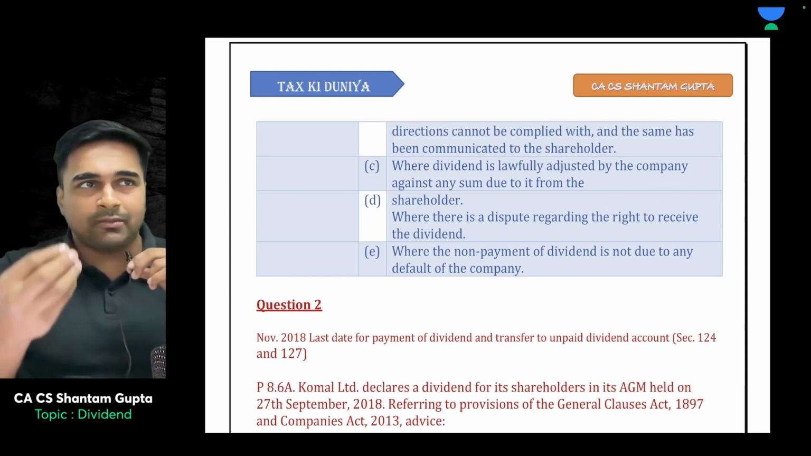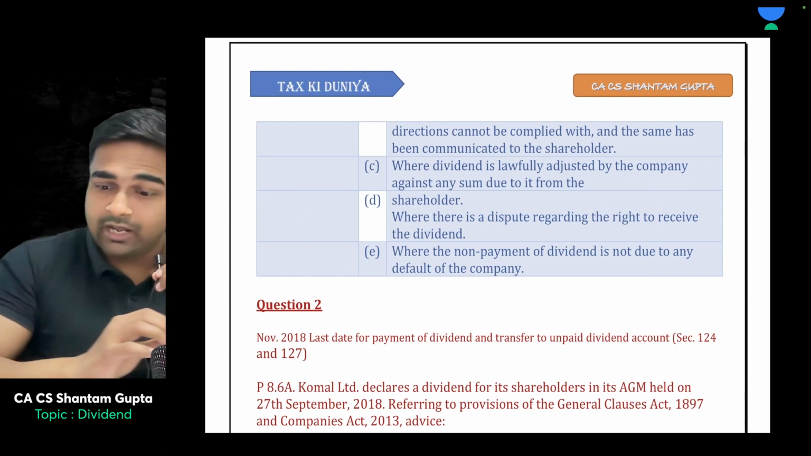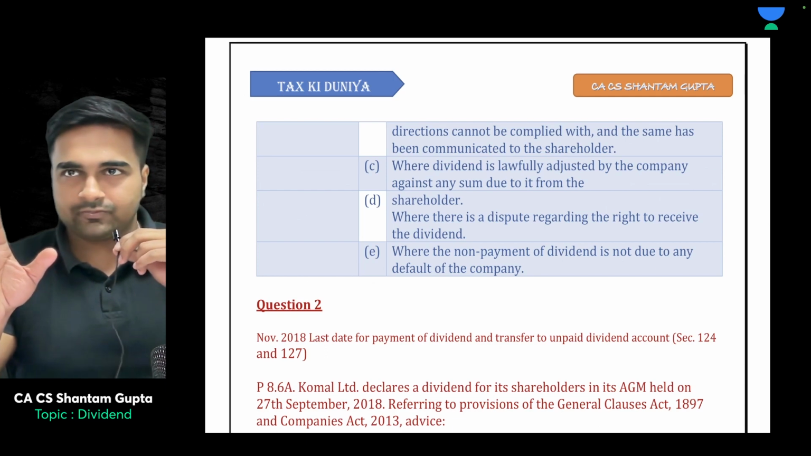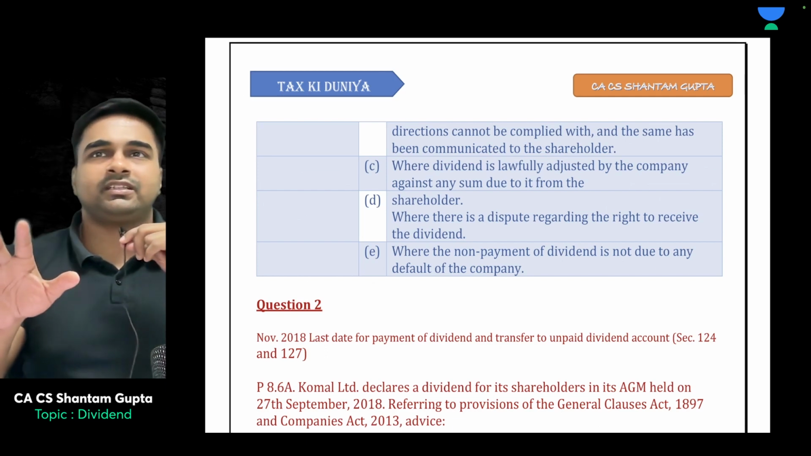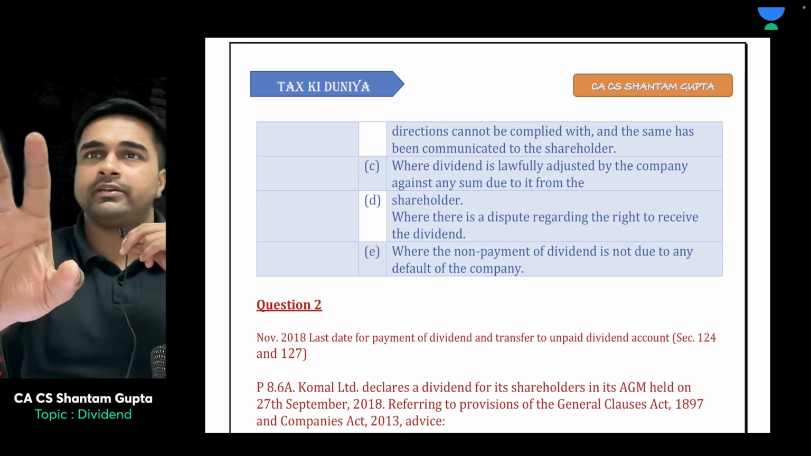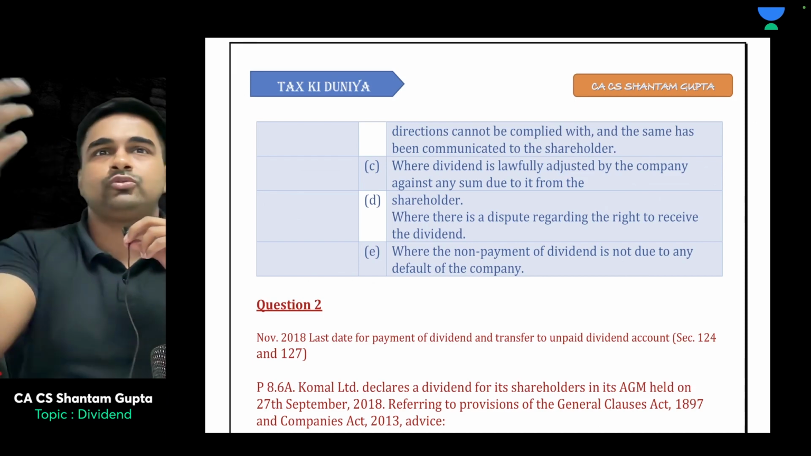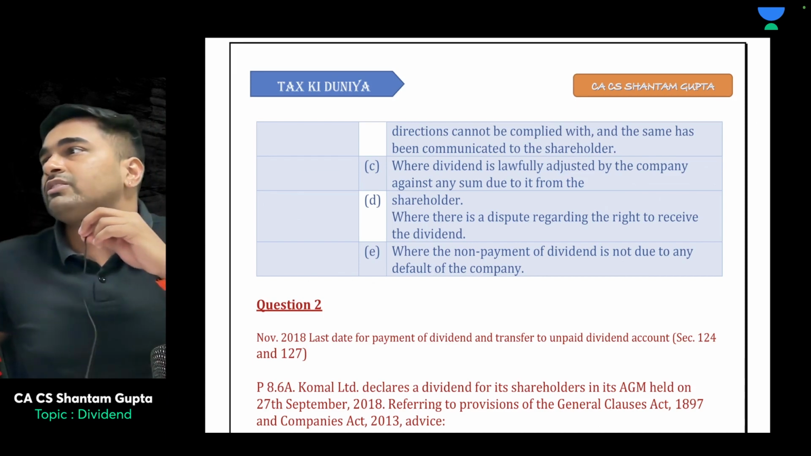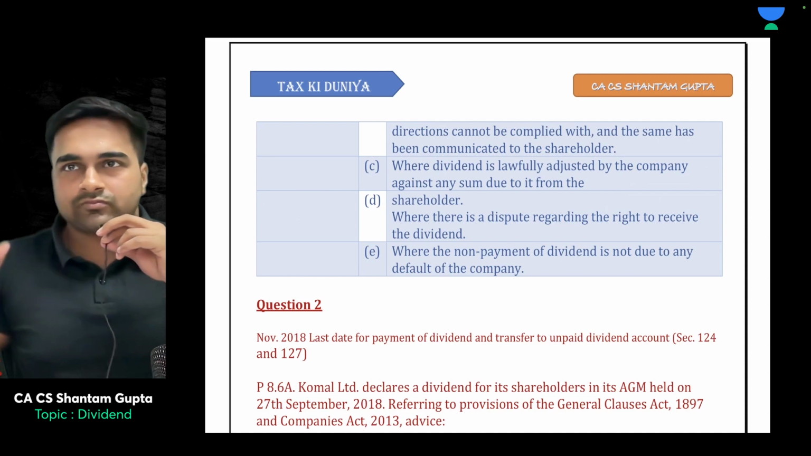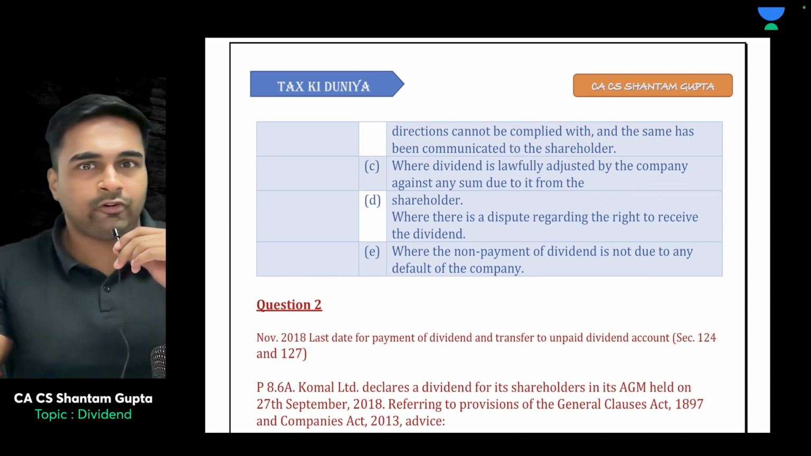So if there is some direction given by the shareholder which cannot be followed, then the company can say, sir, this is not a case of unpaid dividend. You asked us to follow something which is outside our capacity. So we will not follow it.